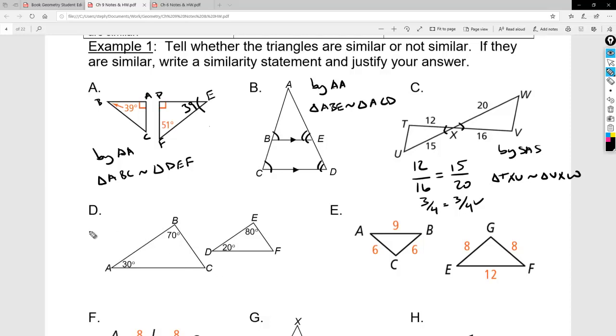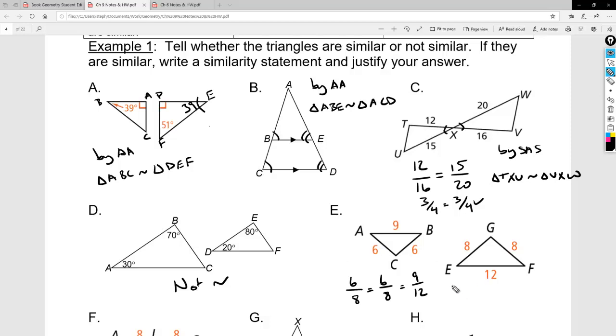Now on example D, obviously 30/70, 20/80. So these angles have nothing to do with each other, so this is not similar. Alright, on example E, I have two isosceles triangles, and their measures are given. So again, I just need to create a proportion and see if they match. So I need to check that 6 is to 8 as 6 is to 8 as 9 is to 12. I see that this is true. All of these proportions reduce to 3/4.